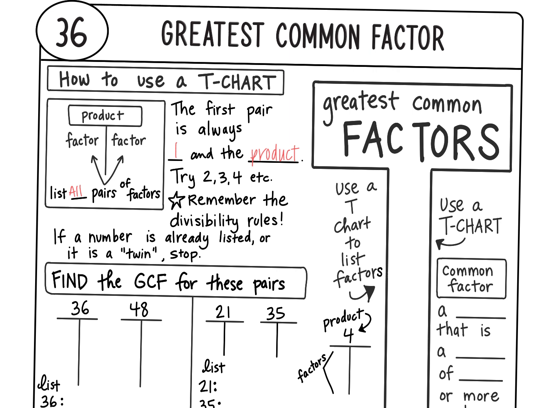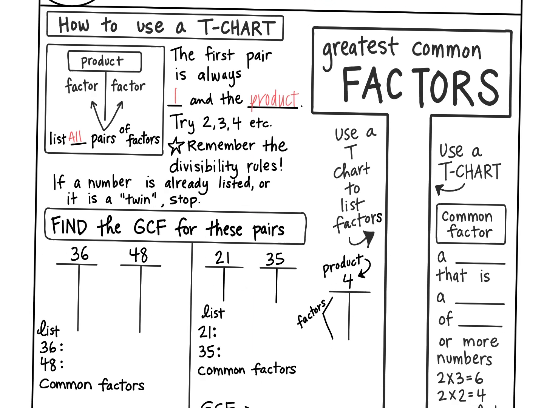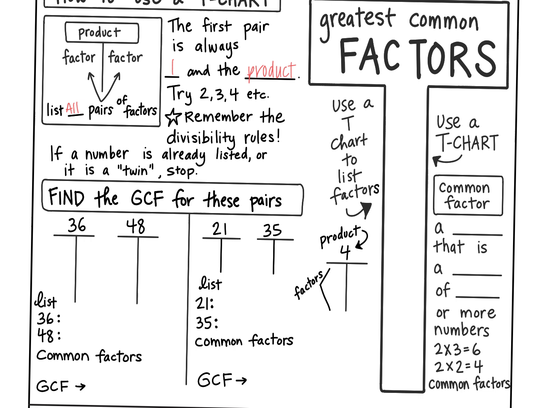What we're going to do is look over here at the right side first, where the giant T is, because we're using a T-chart. It says use a T-chart to list your factors. We're going to practice it with 4.